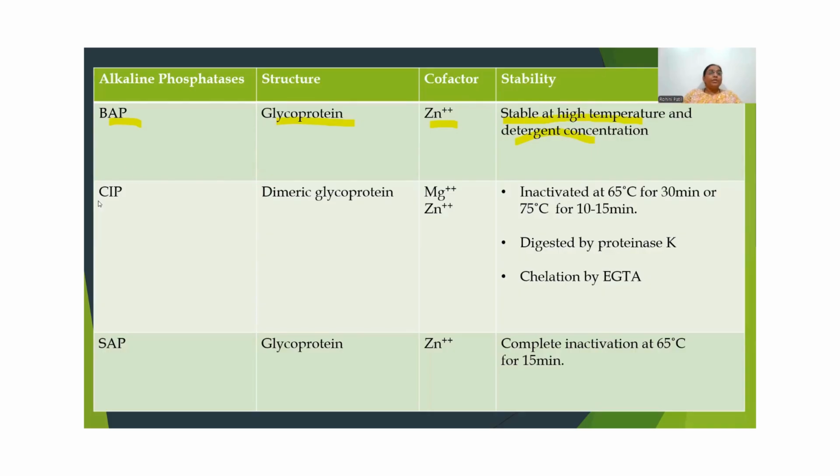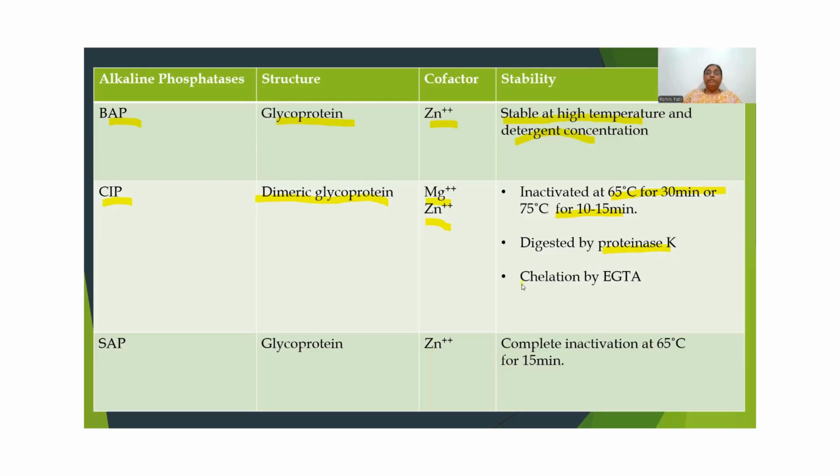Next one is CIP, the calf intestinal alkaline phosphatase. It is a dimeric glycoprotein and requires two cofactors: one is magnesium ions and the second is zinc ions. CIP can be inactivated at 65 degrees Celsius for 30 minutes, or at 75 degrees Celsius for 10 to 15 minutes. CIP is sensitive to proteinase K, so it can be cleared by proteinase K.